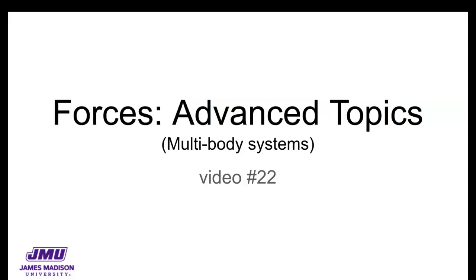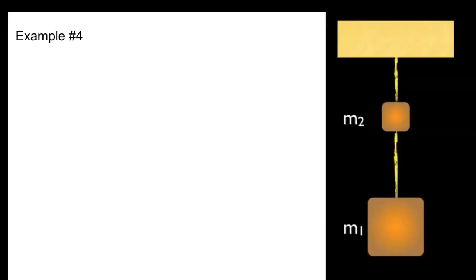Alright, in this video we will do some examples with multi-body systems. This is a multi-body system. You can tell because there's mass 1 and mass 2 both drawn into the system, so you're dealing with more than one object. Anytime you have more than one object specifically being asked about, then that's a multi-body system.